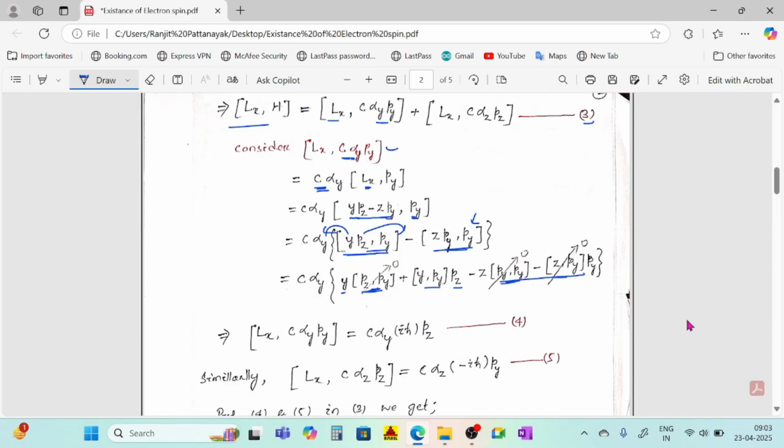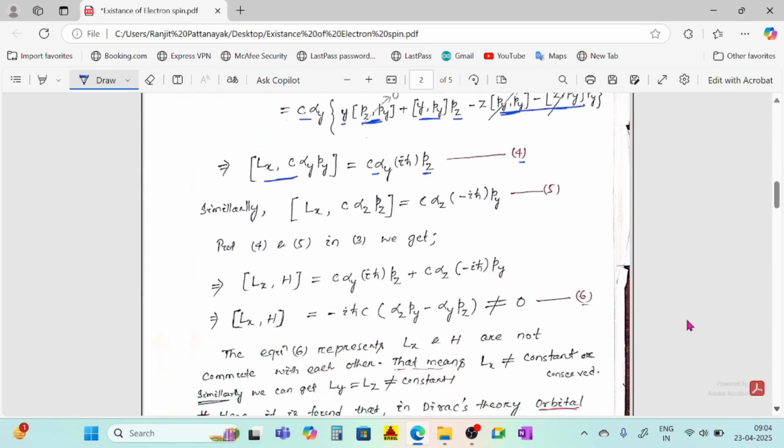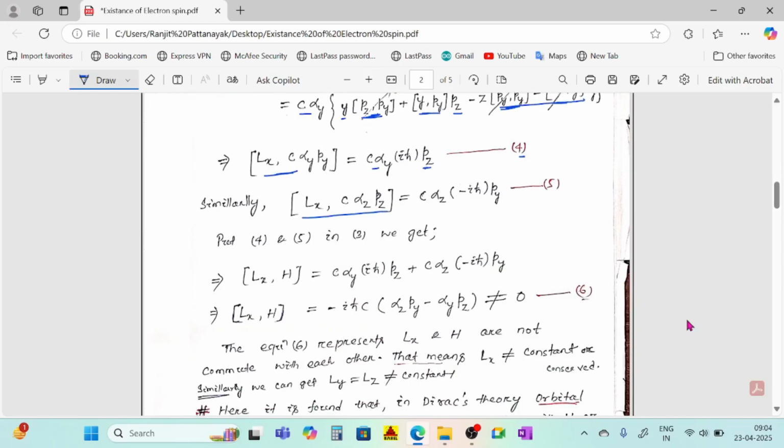So what we found is that the value of this term is c alpha y times the commutator of y and py, which is i h cross pz. Let this be equation number 5. Now similarly, this commutation value we can find: c alpha z times minus i h cross py. Let this be equation number 5.